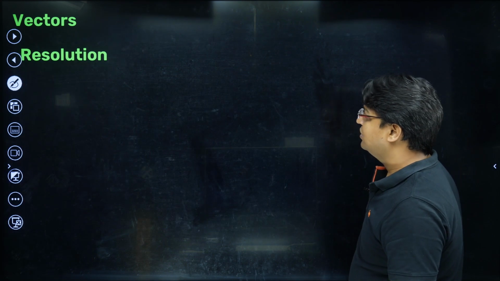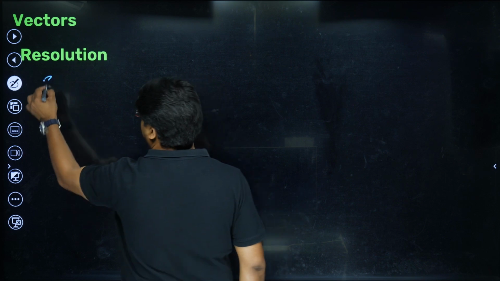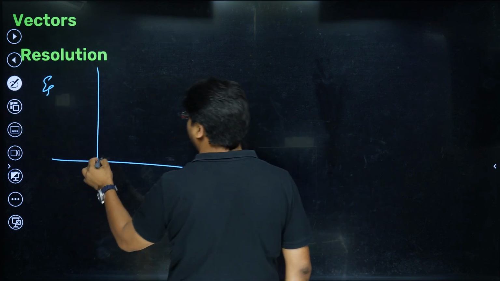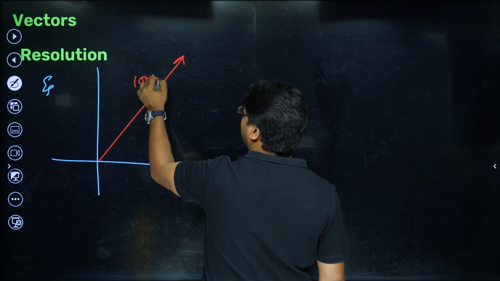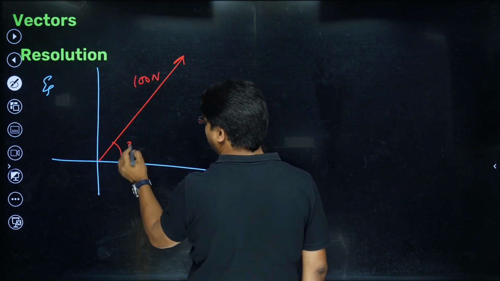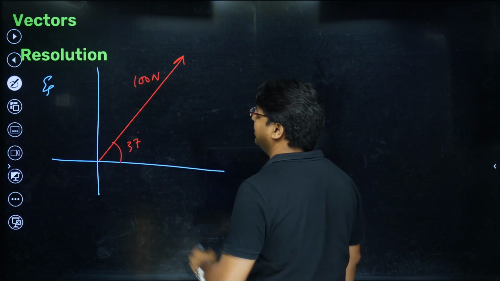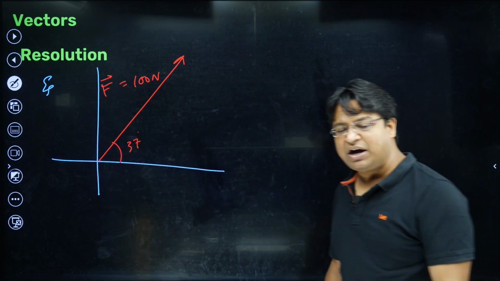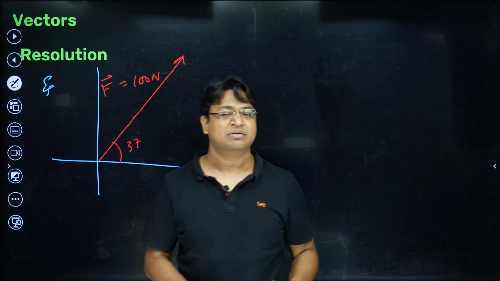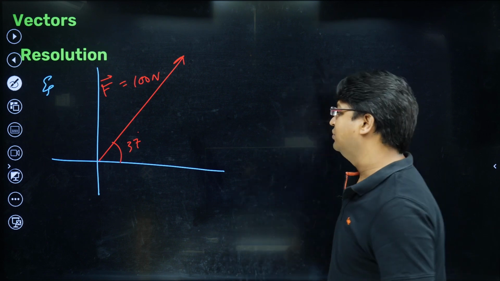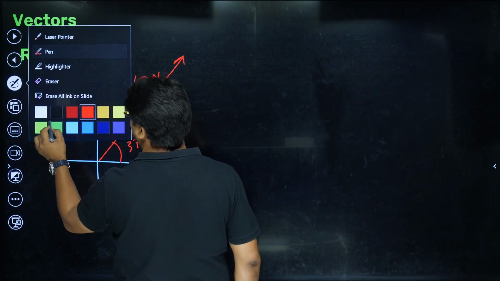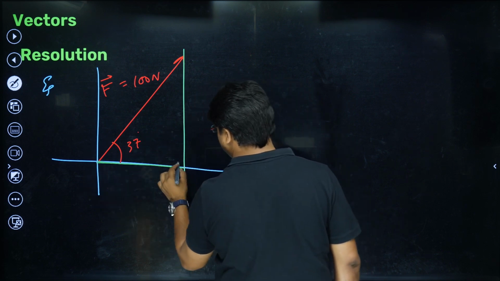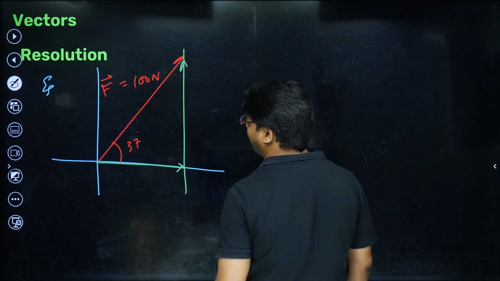So let's do an example. Suppose I gave you a force of 100 Newton, and I told you that it is making 37 degrees with the x-axis. Let's call this force F vector. Now I have asked you to write F vector in terms of i and j. How will we do that? So what we can do, we can draw lines like this. So this one and this one we want to write.